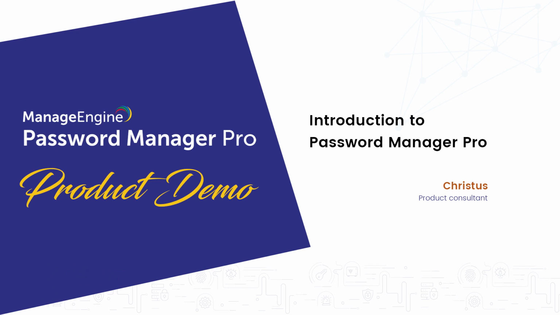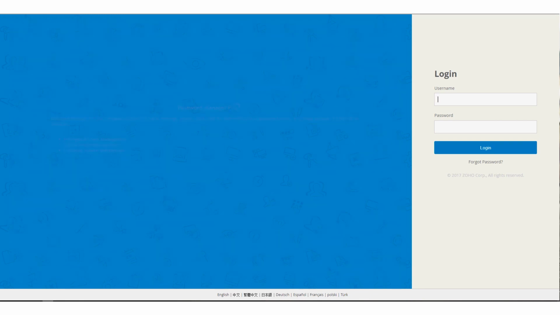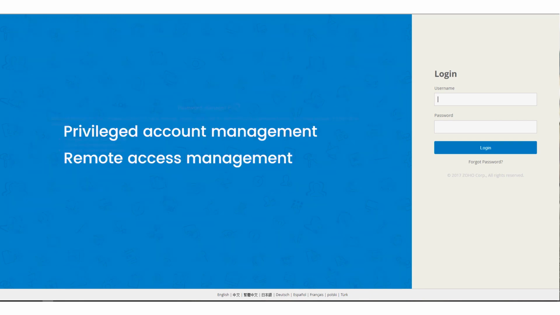In this video, I will walk you through the primary functionalities of Password Manager Pro. This will give you an idea of how Password Manager Pro can help you strengthen the security of your enterprise. Password Manager Pro is a privileged identity management tool that helps you control, manage, monitor, and audit the entire life cycle of privileged access. It includes three modules, which are Privileged Account Management, Remote Access Management, and Privileged Session Management.